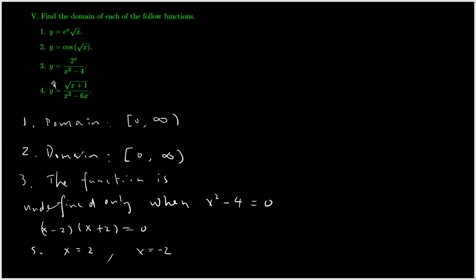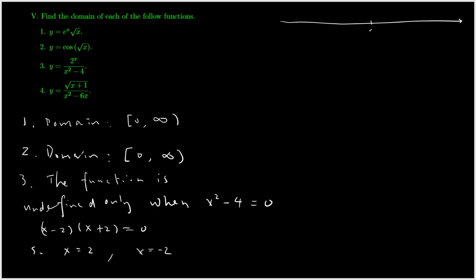Okay, at this point, you see for question 3, the function is only undefined at two numbers, x value of 2 and x value of negative 2. Now for question 3, it's useful to draw a number line in order to write the domain using the interval notation.